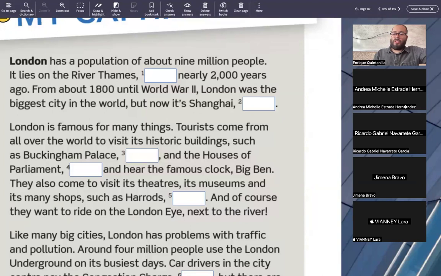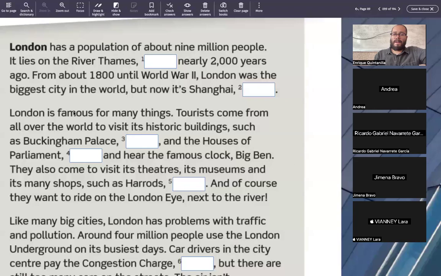Next, please, can you continue, Jimena? London is famous for many things. Tourists come from all over the world to visit its historic buildings, such as Buckingham Palace and the Houses of Parliament, and hear the famous clock Big Ben. They also come to visit its theaters, its museums, and its many shops such as Harrods. And of course, they want to ride on the London Eye next to the river. Thank you very much. Continue, please.